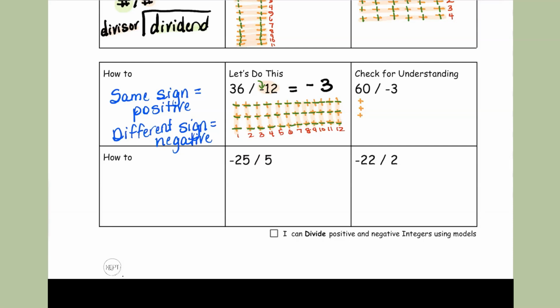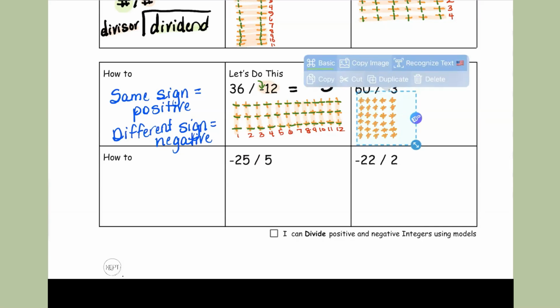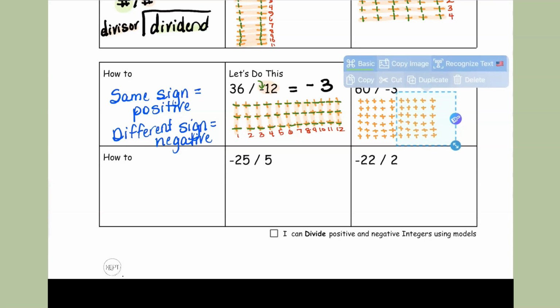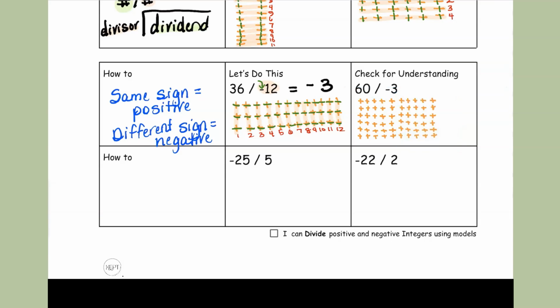Let's start by drawing 60 positives. Now it's a little bit easier for me to do these because I can just copy and paste and duplicate. But if you are drawing these by hand, please make sure to take your time and show all 60 positive markers. Okay? So see here, now that I've drawn out 30, I can just duplicate this. But if you're working on your notebook, please draw them out.